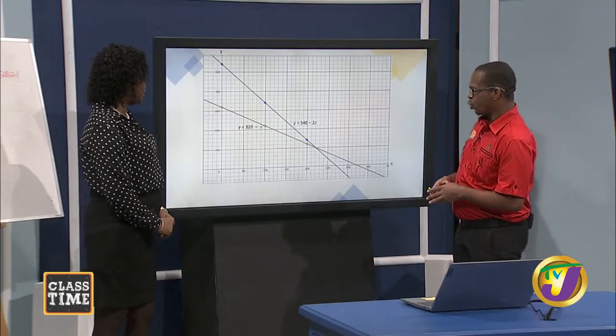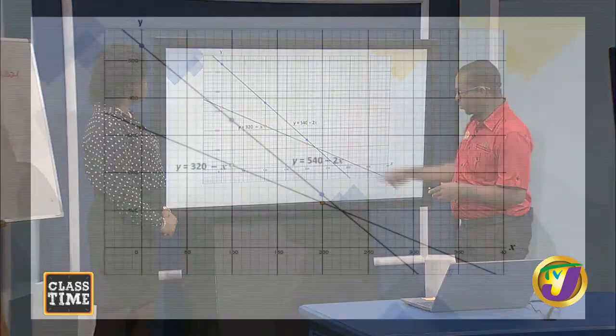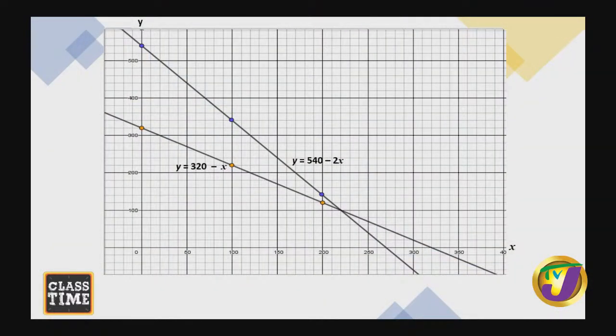The canteen. Yes. We had graphed those two scenarios on this Cartesian plane. And we had the first being a representation of what I purchased, which is a line y equals 540 minus 2x. And the second would be the line representing your purchase, which would be y equals 320 minus x. And it's very important to label our lines as we're working so that we can keep track of what we're doing.